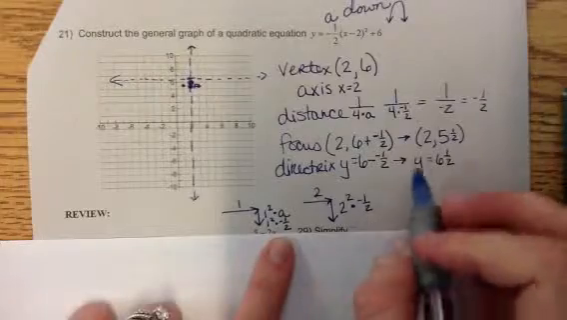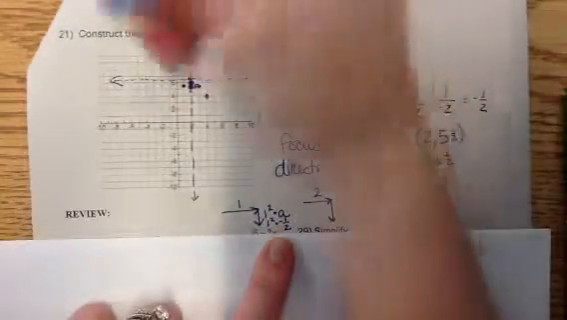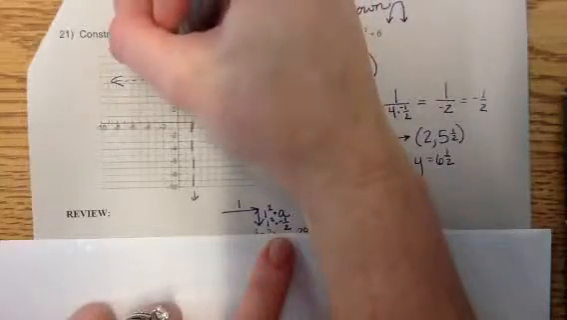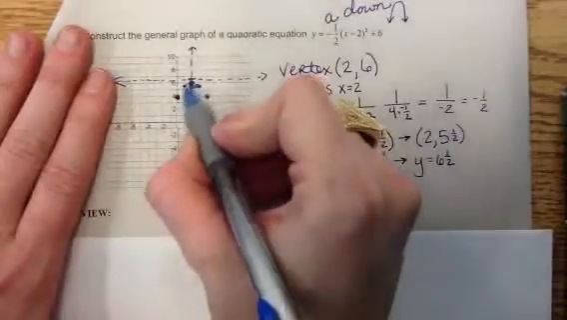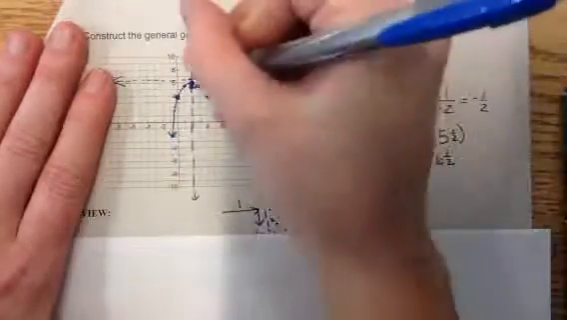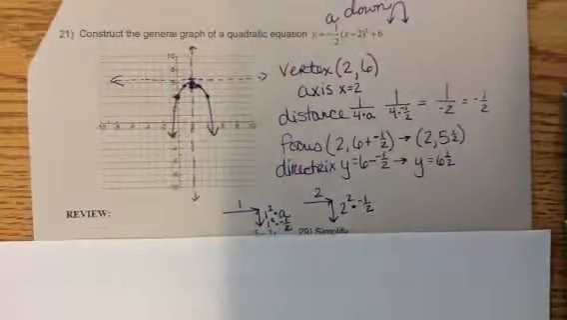Then I'm going to go over 2, down 2 squared times negative 1/2. Multiply that together, we get negative 2. So we're going over 2, down 2. And each time we go back to the vertex to plot our points. So we see that our parabola is going down, just like that.